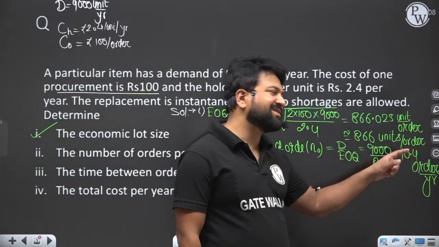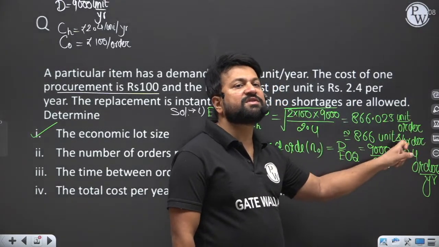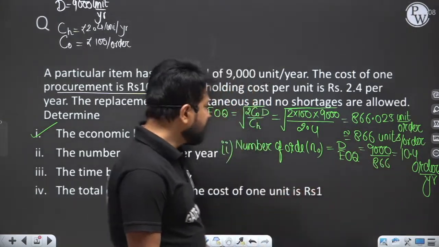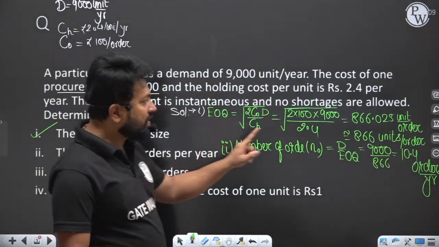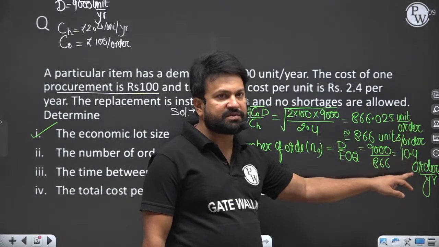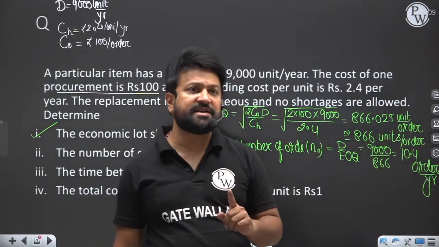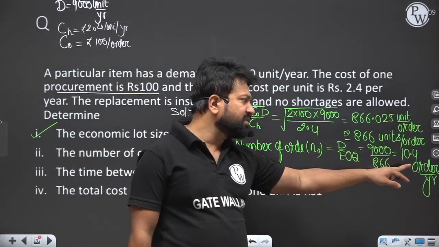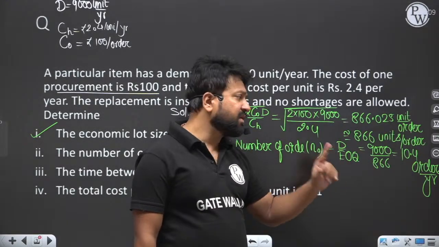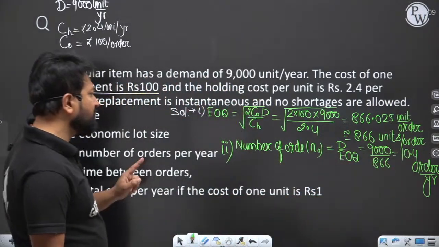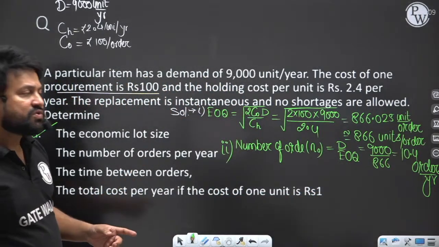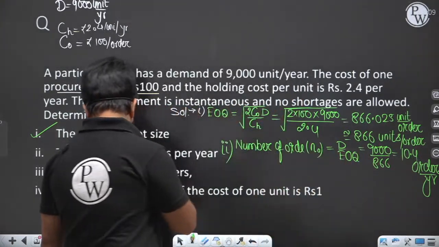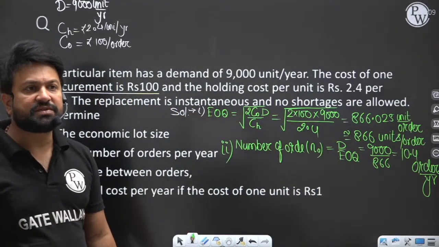Now, if I have to write the answer in the exam, then I'm going to approximate it. But I have to use this data in the next question, so you cannot approximate in between the solution. Please remember my statement. If you have to write this directly in the exam, then it's okay. But if you are using the number of orders in the next question, you don't have to round it off. You have to use it as it is.